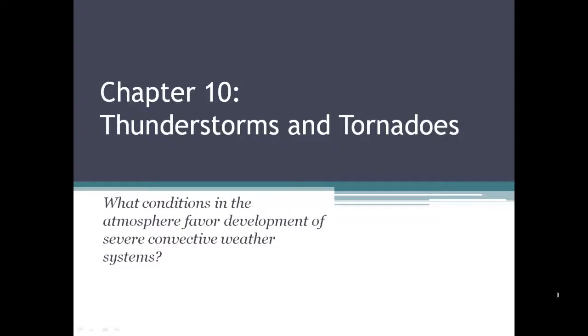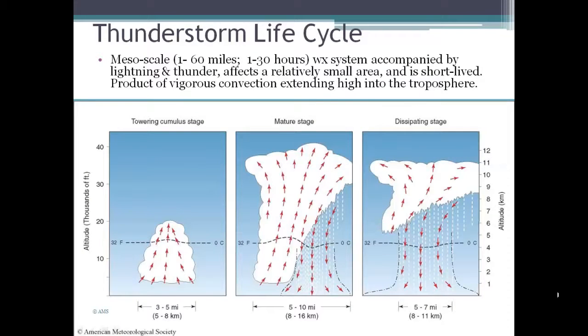Chapter 10 is about thunderstorms and tornadoes. The driving question is what conditions in the atmosphere favor development of severe convective weather systems. A thunderstorm goes through a life cycle of 3 basic stages, beginning with the towering cumulus stage.